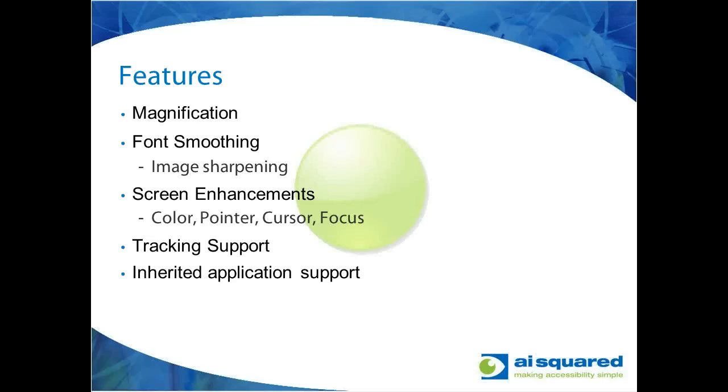In terms of the features on ZoomText Mac, we have magnification up to 36 times, much like you're used to on ZoomText on the PC. There's also font smoothing, a little bit different than what Xfont looks like on the Windows side. But one of the benefits we get with how we're doing font smoothing in the Mac is that you actually get image sharpening. So pictures are going to appear a little bit cleaner and less pixelated than they would on the PC with ZoomText. Along with that, there's all of the screen enhancements that you're used to.